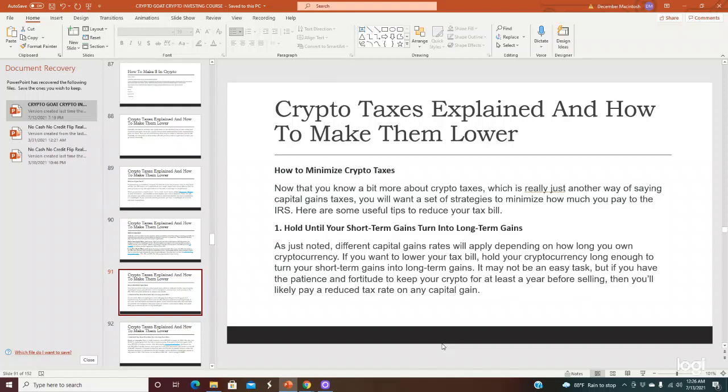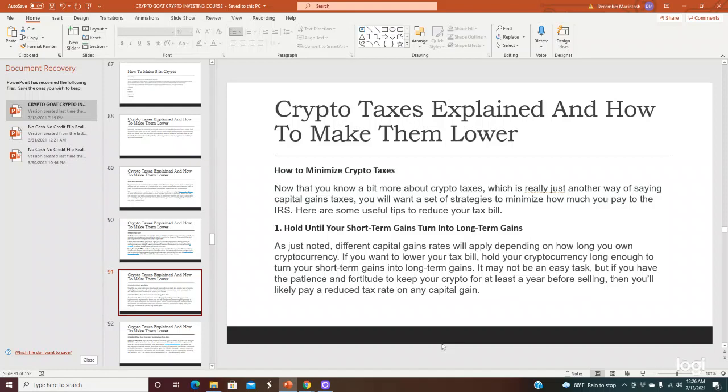So how to minimize crypto taxes. Now that you know a bit more about crypto taxes, which is really just another way of saying capital gains taxes, you will want a set of strategies to minimize how much you pay to the IRS. Here are some useful tips to reduce your tax bill.